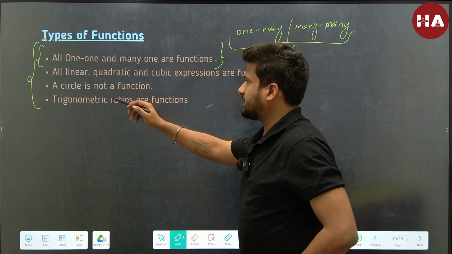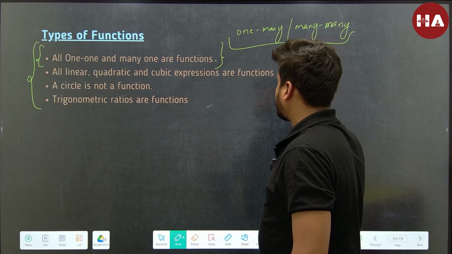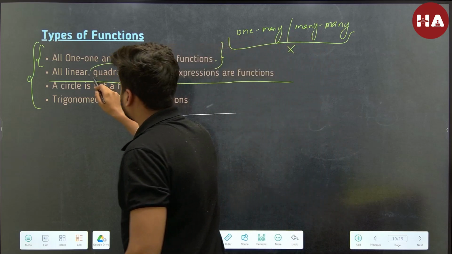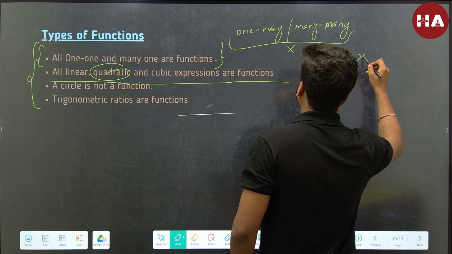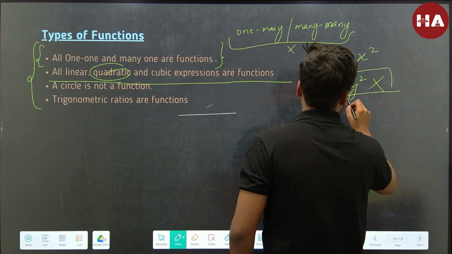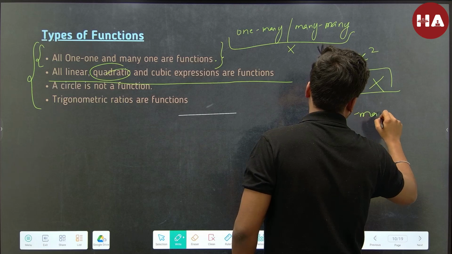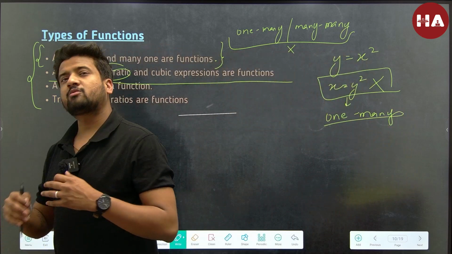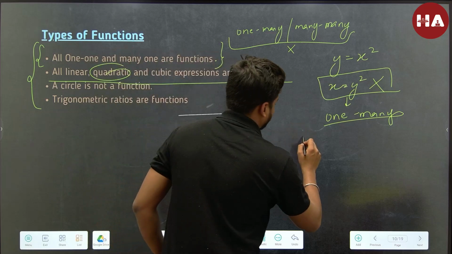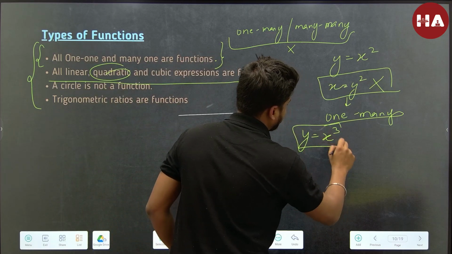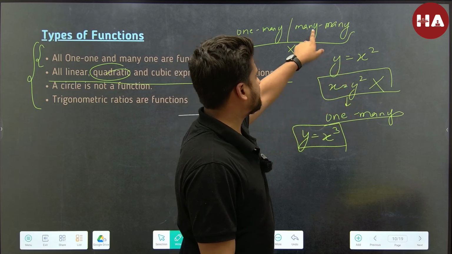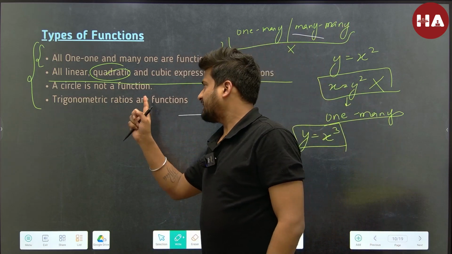Next point says all linear, quadratic and cubic expressions are functions. When I'm talking about the quadratic, I'm talking about the expression y equals x square, not x equals y square. This is not a function because this was an example of one-many, right? And cubic, again, y equals x cube kind of thing. All these are functions. Next, a circle is not a function, very obvious, because it was an example of many-many. Trigonometric ratios are functions.